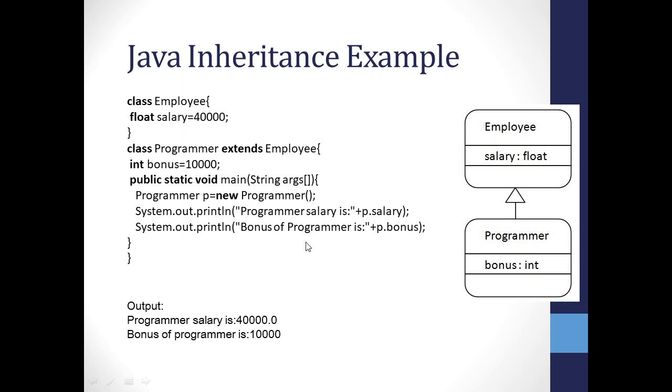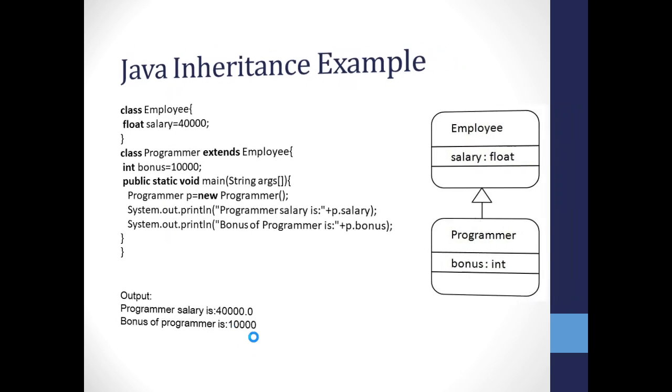Here we are just printing the values. We can see that the programmer salary is 40,000. We have directly accessed the salary variable by creating an object of the child class. Another variable, bonus, can also be printed directly by using the programmer object only. In this way we can print the values.